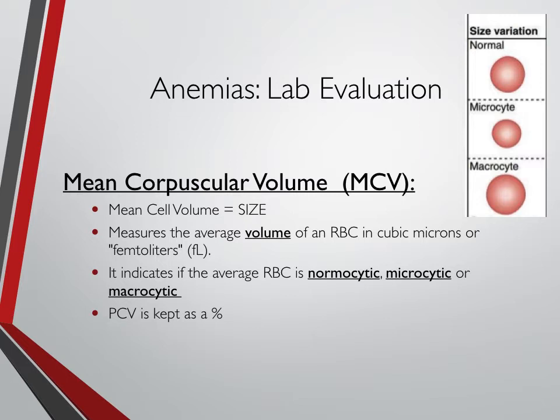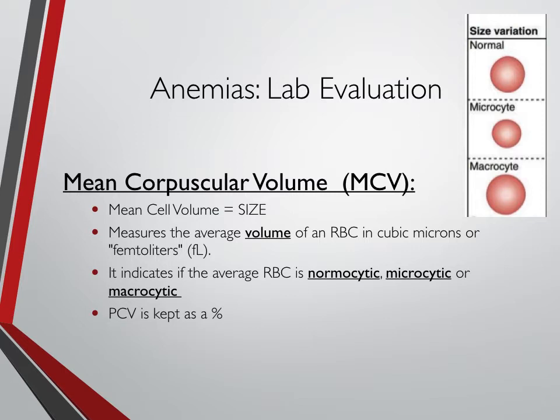So this is going to measure the average volume of a red blood cell in cubic microns, or the other term we use is femtoliters, or fL. And it's going to indicate if our average red blood cell is normocytic, which we want to see, microcytic, which is too small, of course, and then macrocytic, which is larger than we would expect.